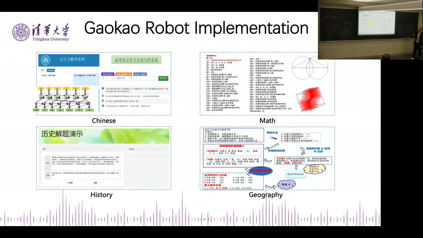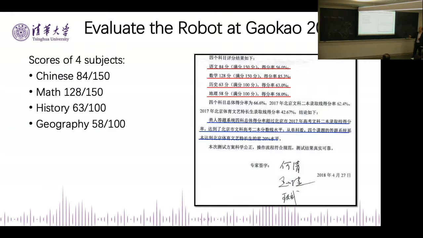Okay, based on the knowledge graph, the other university of this project replaced the Gaokao robots. So we only have four subjects: Chinese, math, history, and geography. And so finally, here is the score that they got last year. It just includes the questions of the Beijing Gaokao last year.